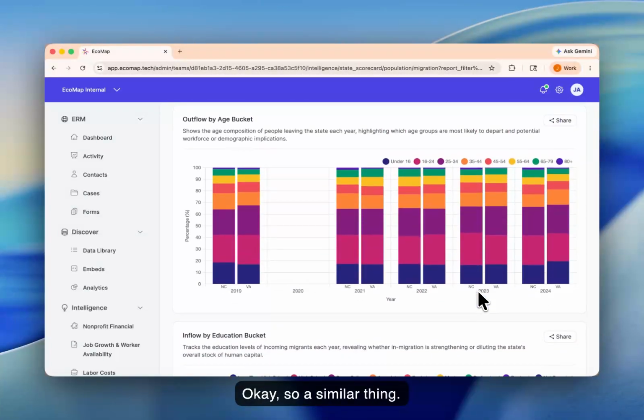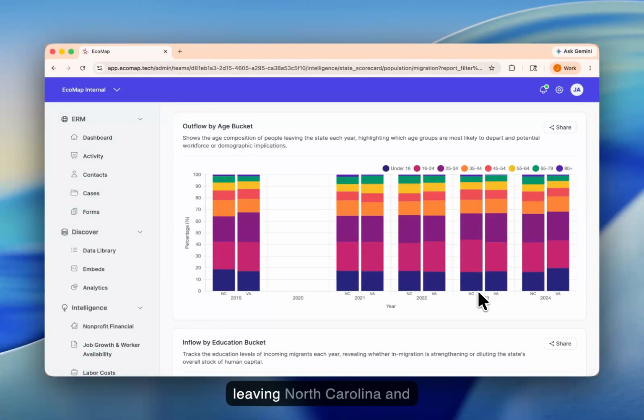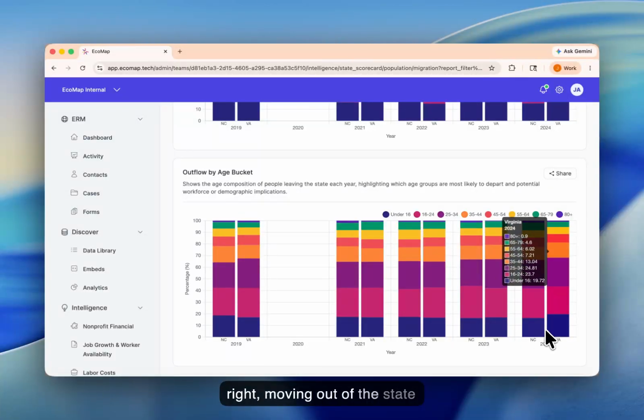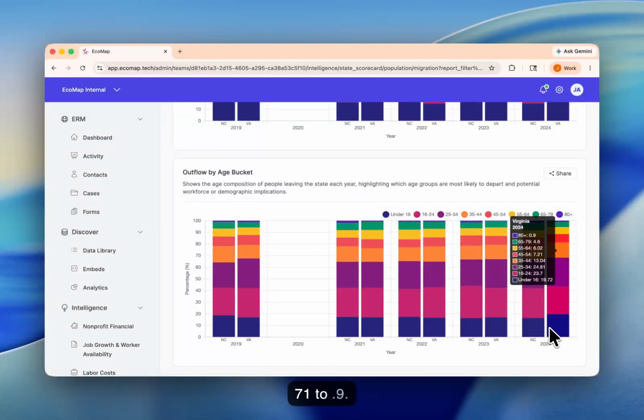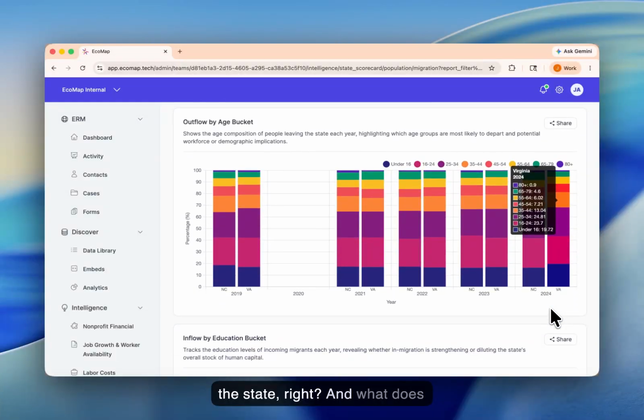Okay, so similar thing, outflow by age bucket. This is of the people leaving North Carolina and Virginia, what's the distribution of ages of those people? North Carolina saw slightly more 80 plus retirees moving out of the state than Virginia did, right? 1.71 to 0.9. Again, giving us an idea of who's moving out of the state. And what does that say?